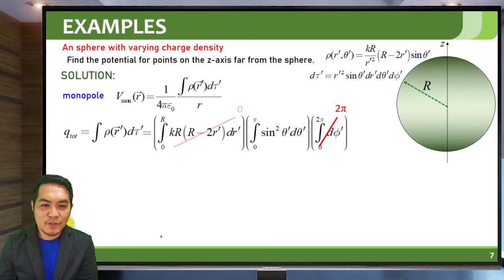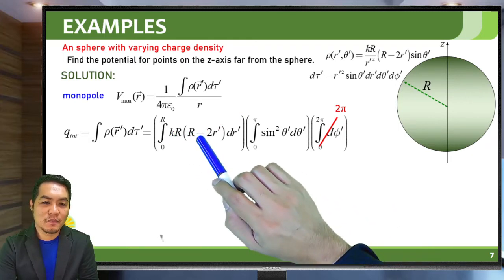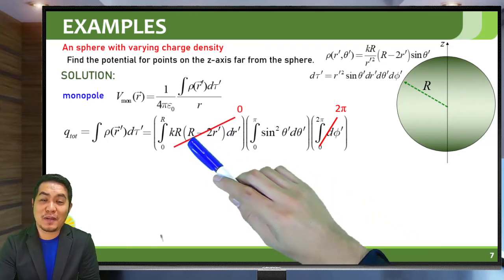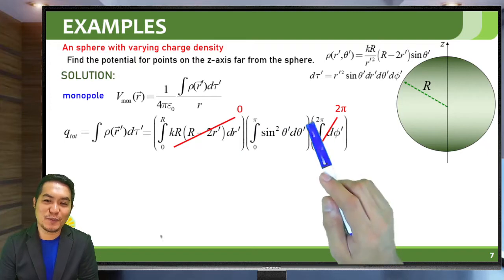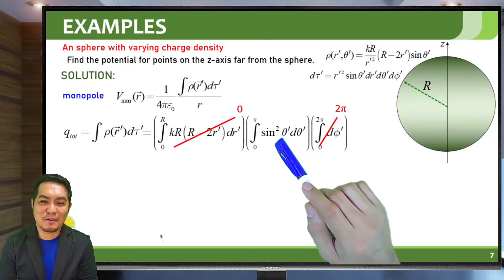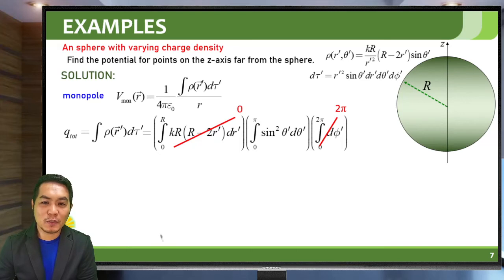And for the r, this is actually just a very easy integral. You will get kr cubed minus kr cubed here, and you will get 0. Since this is already 0, this makes the whole integral 0. It's no longer required for you to solve the other integral, because this integral is now 0. So therefore the total charge is 0, and this means that the monopole term in the potential expansion is 0. There is no monopole term when the total charge is 0.